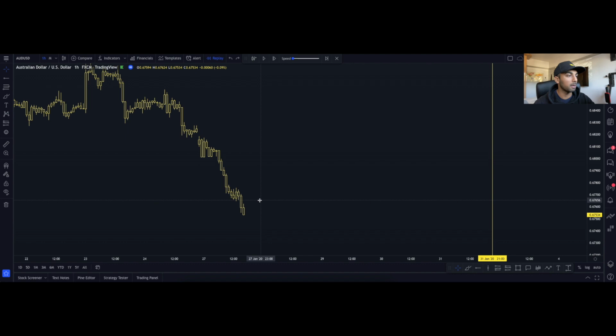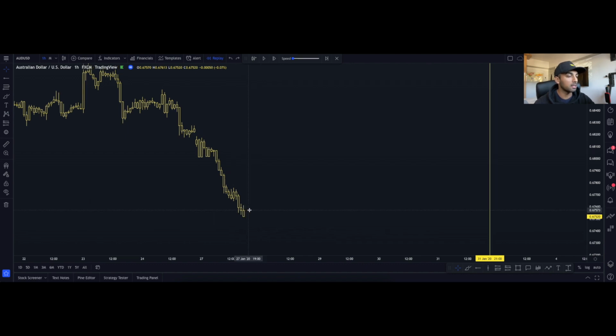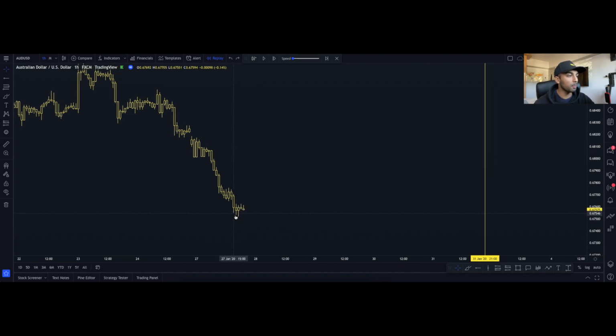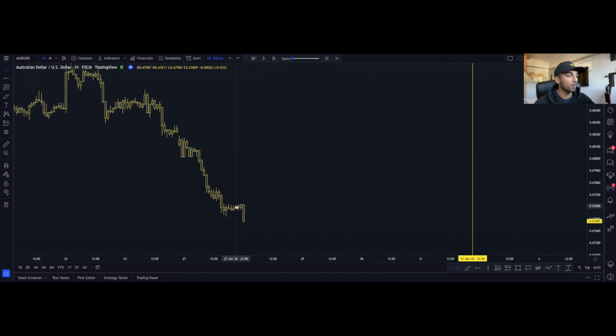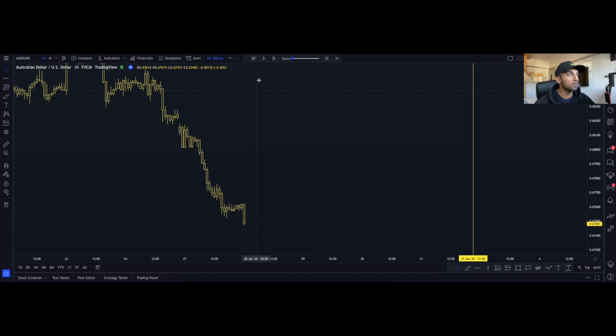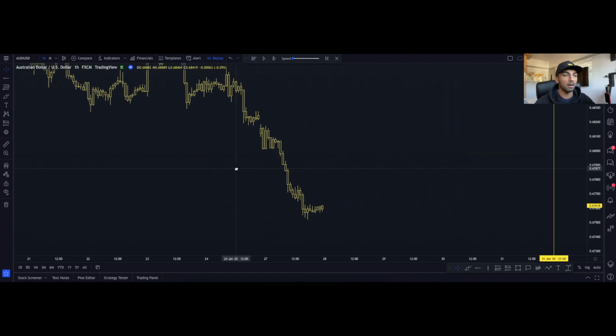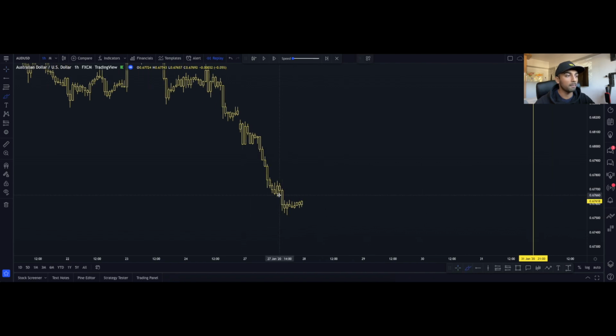So sitting on my hands, being patient. More wicks to the downside. Triple wicks to the downside. So again, seeing what would have happened. Now, I actually would have looked to get involved in a position. If I go back here, I would have actually had an order placed at this location here.